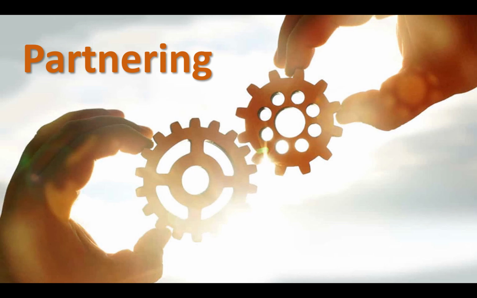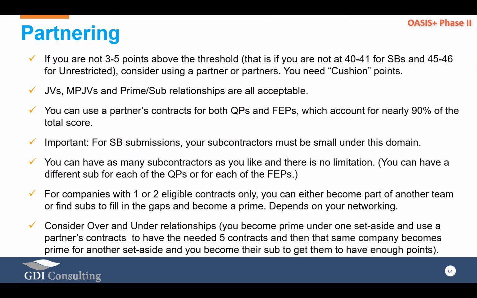At the end of the day, the score is the king. Now, some key points here. I will not go into the details of all of them, but essentially, we recommend as our company that if you're not 3 to 5 points above the threshold, so this is new, consider using a partner. You need those cushion points, those 3 to 5 points.